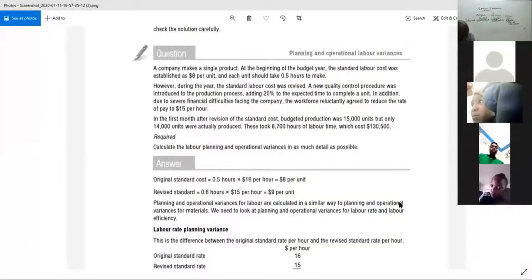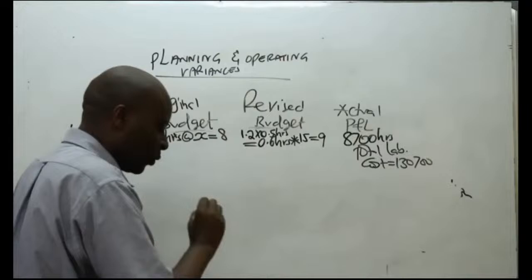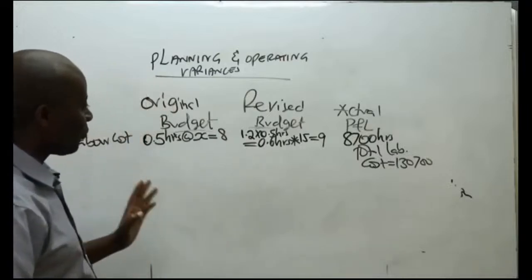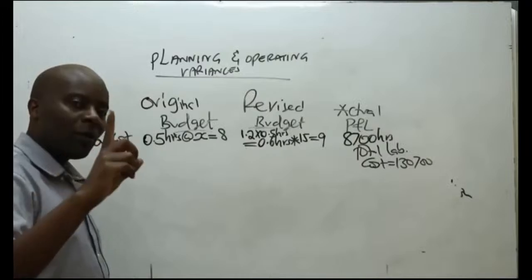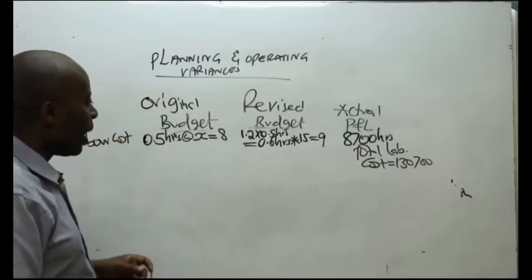So, ladies and gentlemen, from there, what do we have? Required: calculate the labor planning and operational variances in as much detail as possible. Of course, you and I know the labor cost variances. We appreciate the various types of labor variances. We know that there are the labor rate variance and the labor efficiency variance. So the labor cost variance is full column.